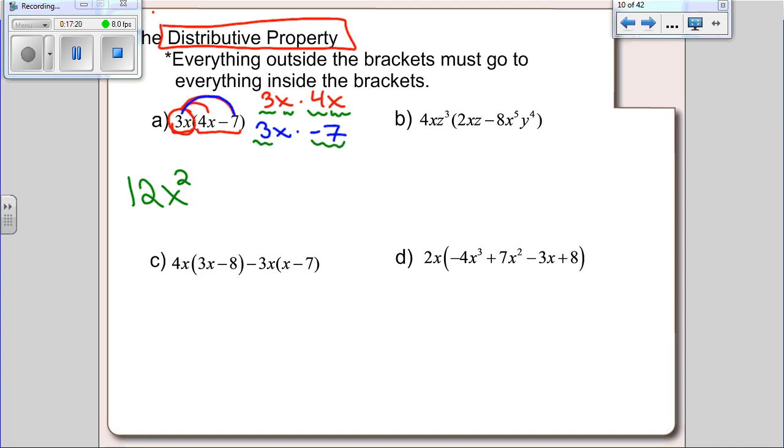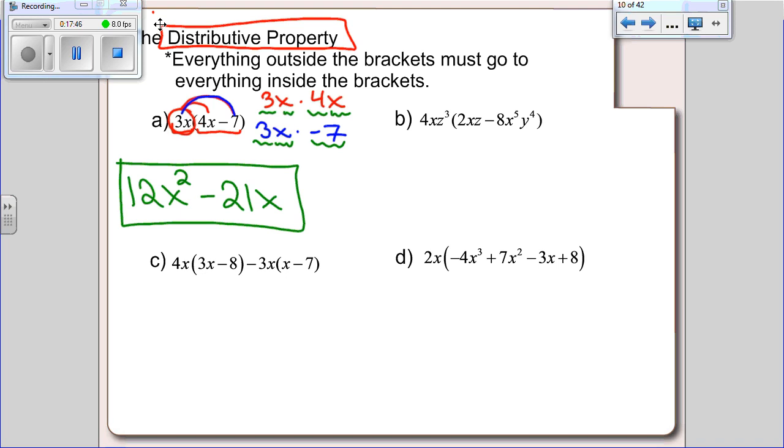And then x, is there any other x's to multiply by? Nope, so it's still just x. That's my solution, and that's the distributive property. It is something you have to be able to do. You must be able to distribute monomials into brackets.